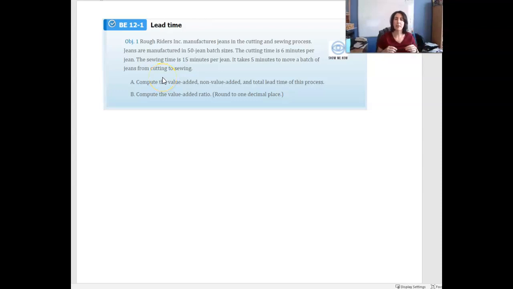So let's get into some numbers here. Rough Riders Inc. manufactures jeans in the cutting and sewing process. It's a weird sentence. Okay, jeans are manufactured in 50 jean batch sizes, right? That's a big batch, and we just know from the pencil example, it's not necessarily a good idea to have a big batch size. Cutting time is 6 minutes per jean. The sewing time is 15 minutes per jean. It takes 5 minutes to move them from cutting to sewing.